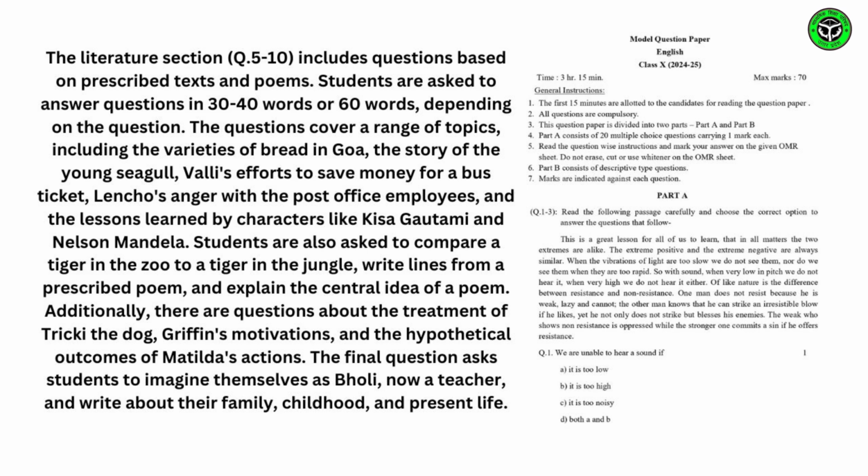Students are also asked to compare a tiger in the zoo to a tiger in the jungle, write lines from a prescribed poem, and explain the central idea of a poem. Additionally, there are questions about the treatment of Tricky the dog, Griffin's motivations, and the hypothetical outcomes of Matilda's actions.